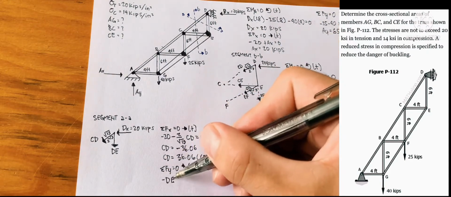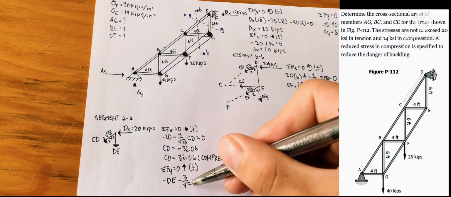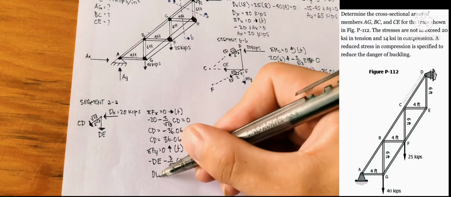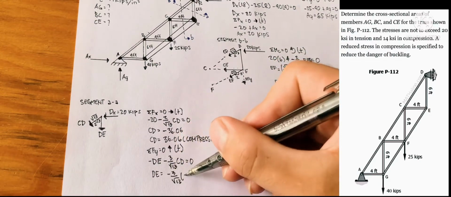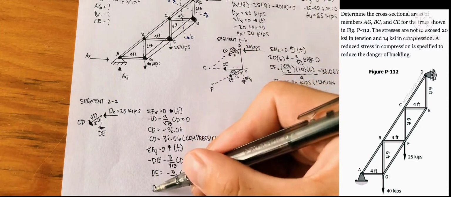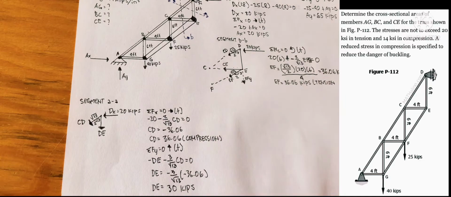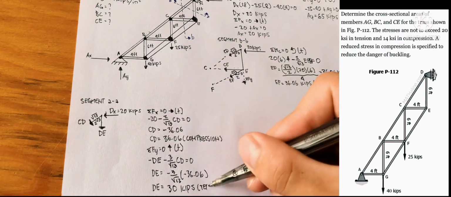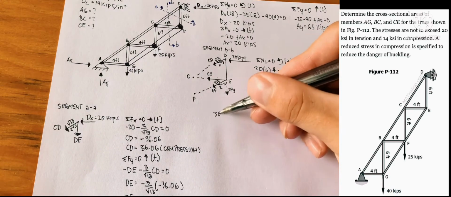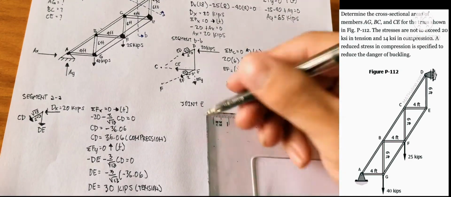Sum of forces Y, going up, equals positive, so negative DE is negative. This slope, if we cut a horizontal section through D, we would know that DE is negative, which is on the lower side. So substituting, we would have DE, which is in tension because it is going away from the joint D. So at joint E, we can now calculate CE.